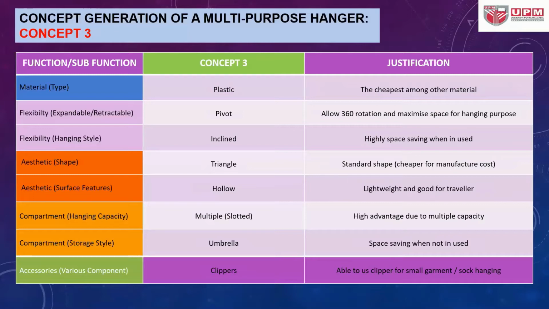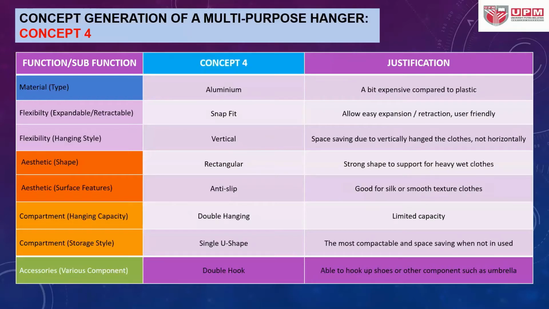The justification for concept number 3: for plastic, the advantage is that it is the cheapest among the other materials. Pivot allows 360 rotations and maximizes space for hanging purposes. Hollow is lightweight and good for traveling. Umbrella is space saving when not in use. That is concept number 3. Let's go to concept number 4.